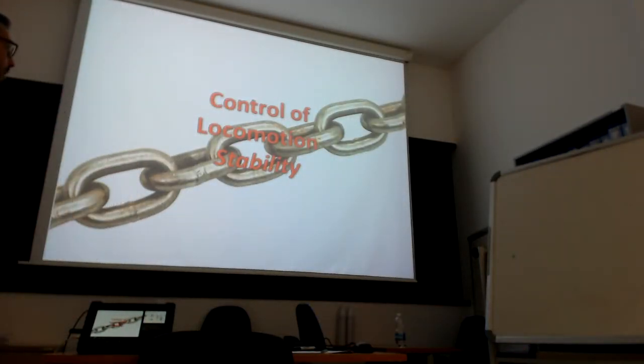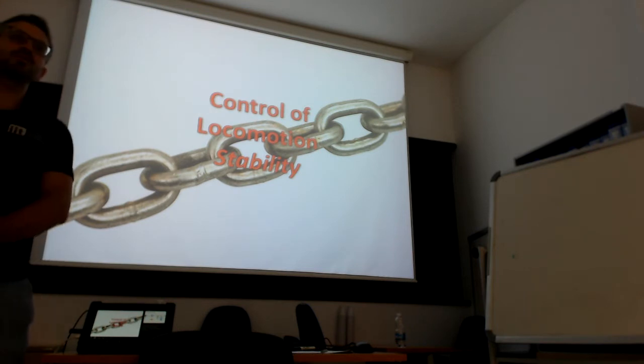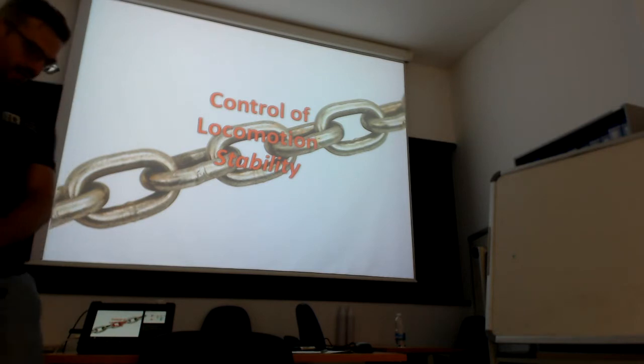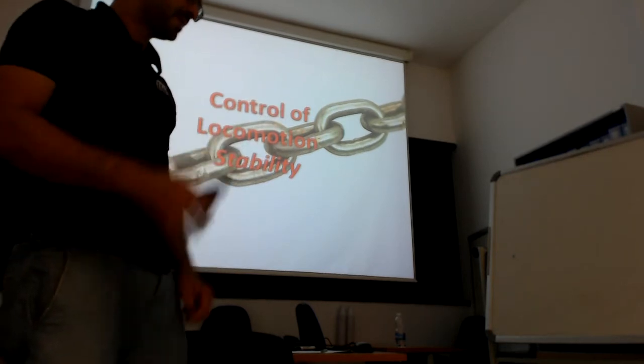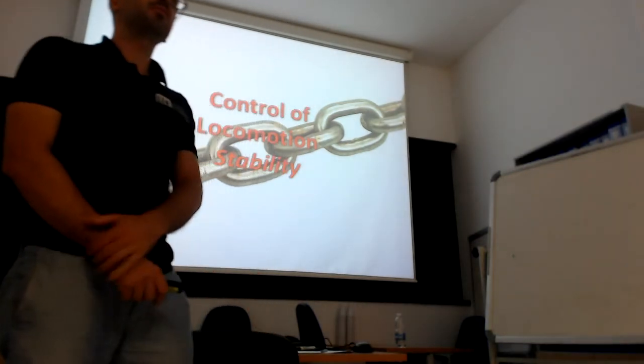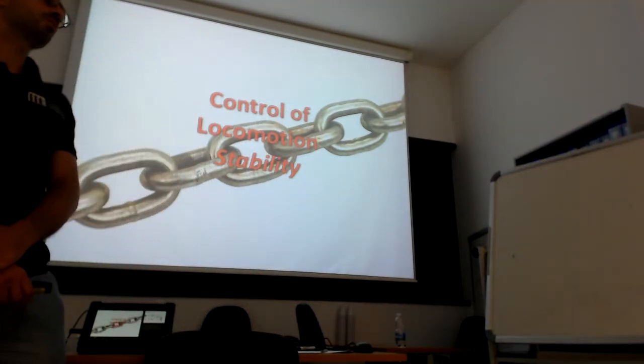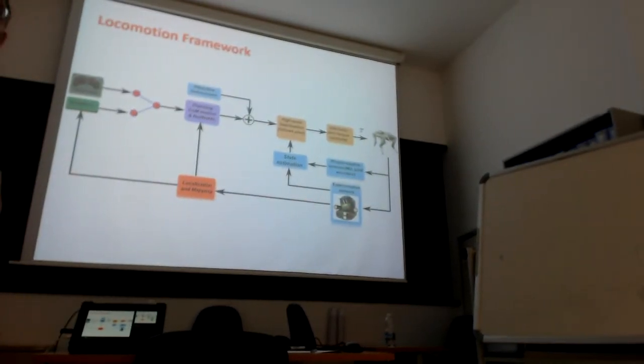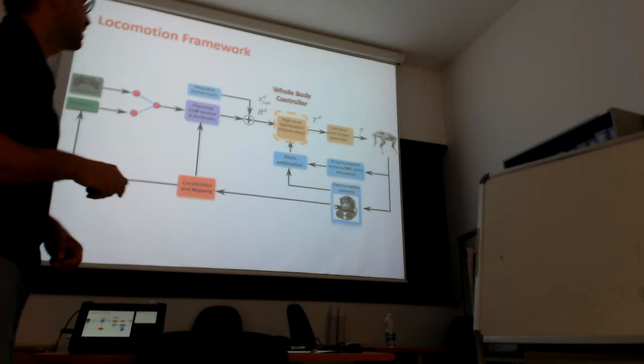Okay. Welcome everybody to the last lecture of the course, the most important of the course, because today we close the loop. We will define a controller to control the locomotion stability. This is an essential element in a locomotion framework because it allows to get the planned trajectory from the planner and create the desired torque to be sent to the low-level controller and then to the robot.